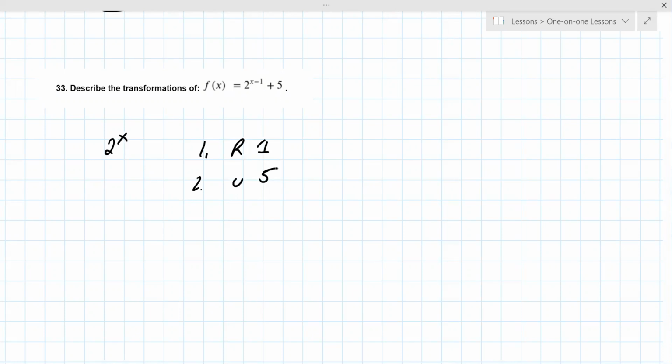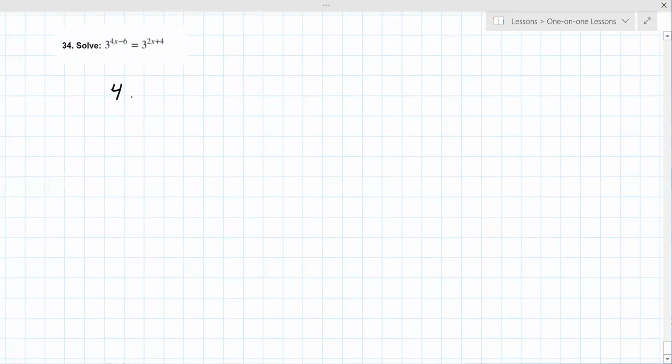All right, on to 34. 3 to the 4x minus 6 equals 3 to the 2x plus 4. Since the bases match, set the exponents equal: 4x minus 6 equals 2x plus 4. Subtract 2x and add 6: 2x equals 10. Divide by 2, x equals 5. Yes.